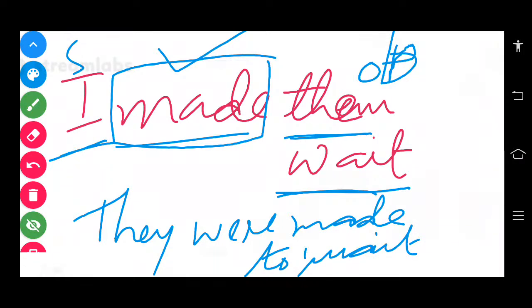Did you understand this? So in this way this question was answered. I made them wait, so they were made to wait. I have written this sentence like this: they were made to wait. Okay, so these are additional rules. This has to be understood. Right? Are you all getting my point?